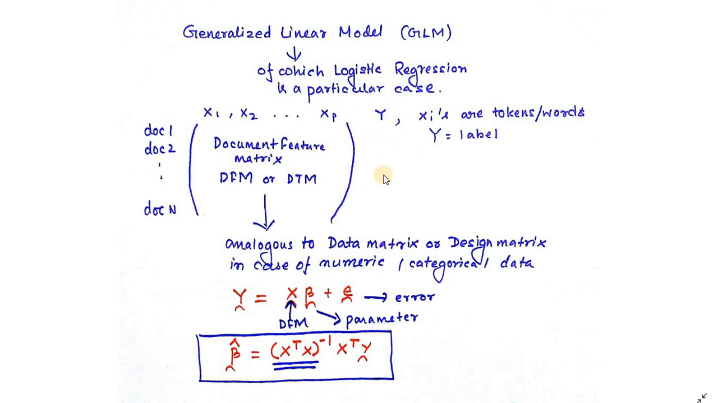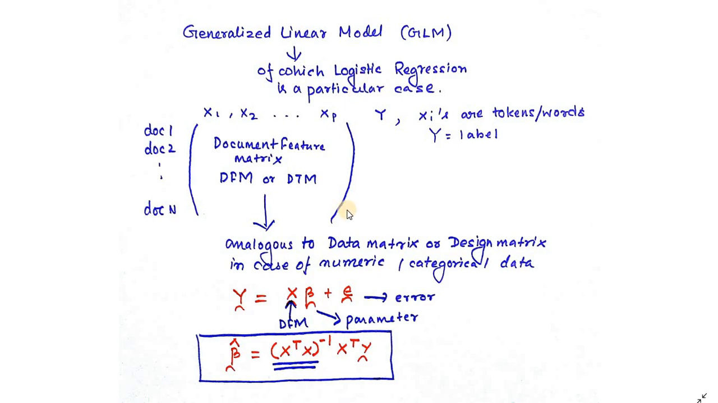In the context of text data, as we have also discussed previously, if we assume that the document feature matrix or the document term matrix is analogous to the data matrix or the design matrix that we get in case of numeric or categorical data, and y is some label, let's say in the example that we are looking at, it can be the sentiment polarity of the reviews as well. So if we have a setup like this, can we go ahead and build logistic regression in a setup like this? So let's look at this aspect.